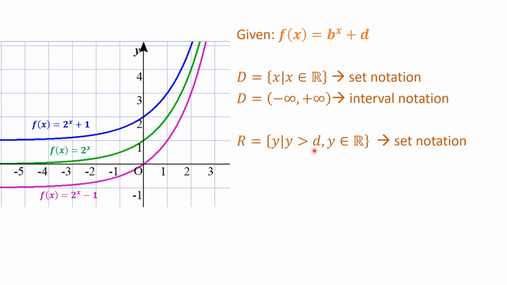So any value of d. The set of y values is always greater than the value of d. When d is negative 1, it must be greater than negative 1. It cannot be exactly negative 1 because this line acts as an asymptote. So it is always y is greater than d, and y is an element of real numbers. And in interval notation, that is d exclusive to positive infinity.